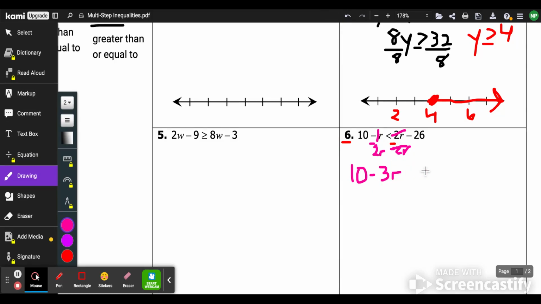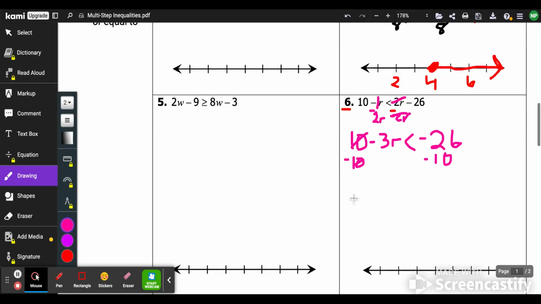And if you ever do not like the variables that they give you to use, you can always just change it to x, y, whatever it is you like. All right, so now we want to get our constant away from our variable, so we're going to move it over. These cancel out. So on the left, we have negative 3r is less than negative 36.